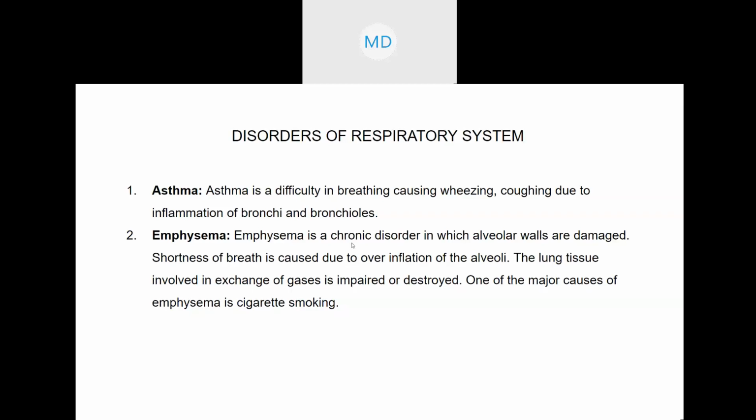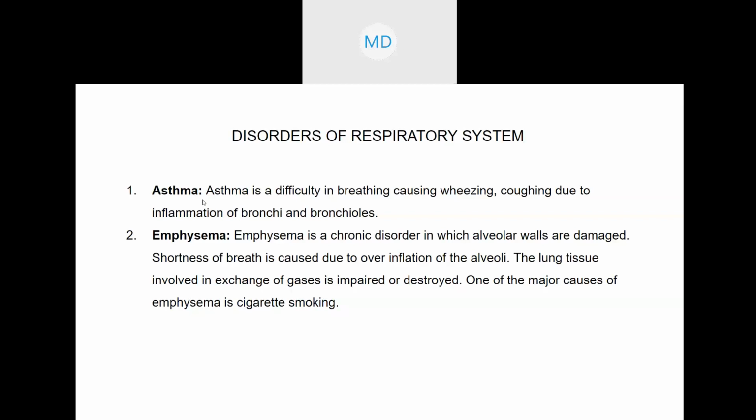Extreme, persistent, long lasting. That is known as chronic. So emphysema is a long lasting and persistent disease, a disorder in which the alveolar walls are damaged. Symptoms are shortness of breath, and it is caused by cigarette smoking. Just remember these few points.